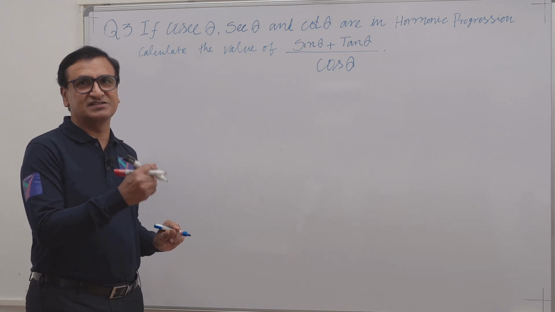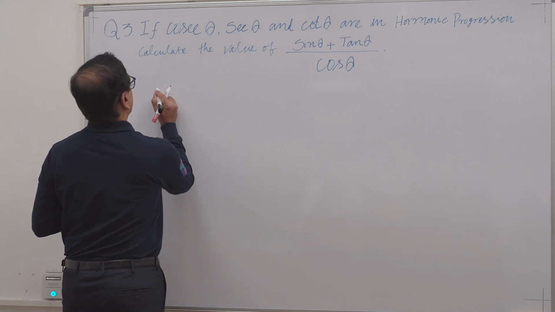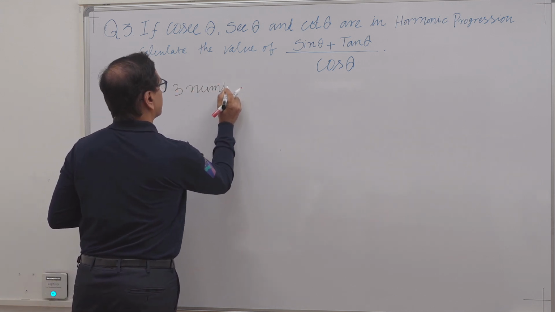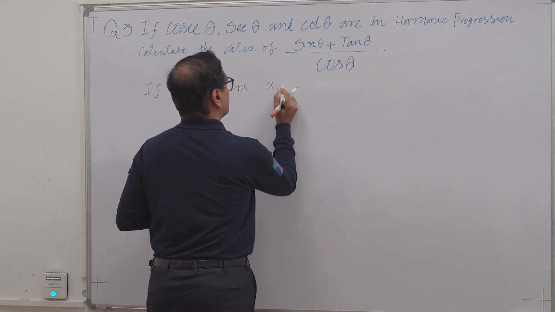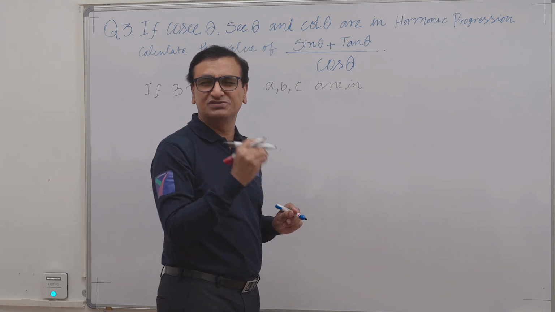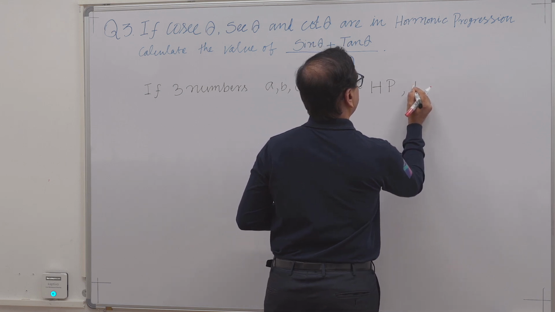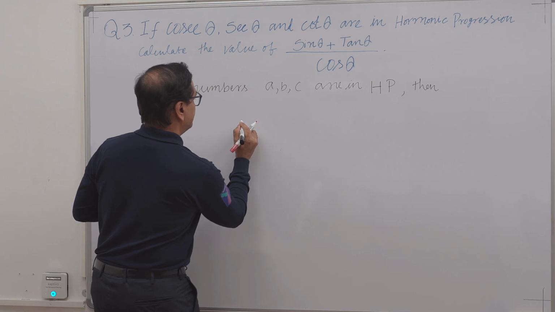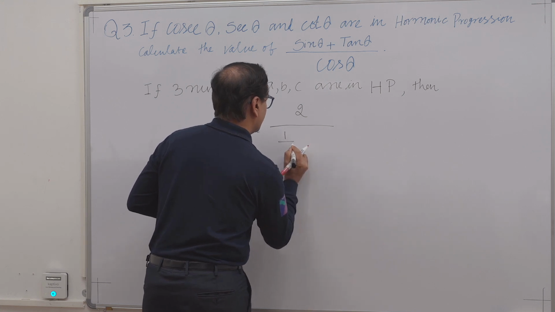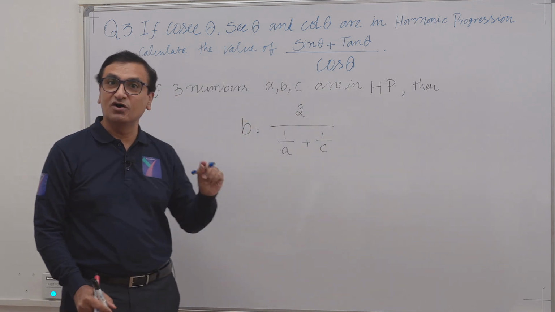As a concept, whenever three numbers A, B, C are in harmonic progression, instead of writing harmonic progression, I'm going to just write HP, the relationship between them can be written as B equals 2 divided by (1 by A plus 1 by C). Okay, so this is the relationship in a harmonic progression.